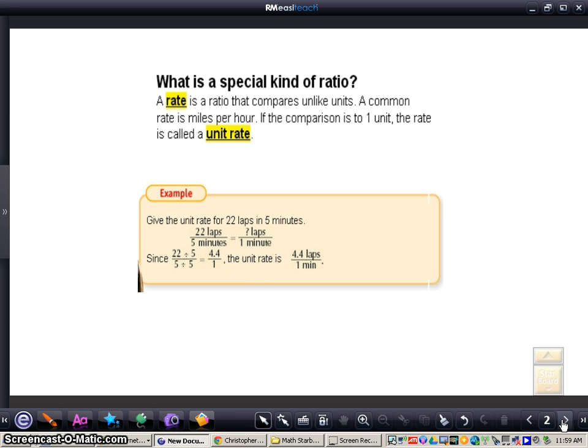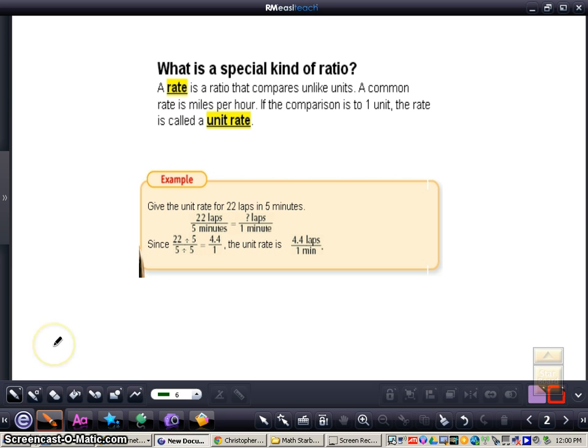So 22 laps in 5 minutes. What we need to figure out here is the unit rate. In other words, you want to figure out the average number of laps this person ran per minute. So you would take 22 and divide it by 5, since there were a total of 5 minutes. So the unit rate would be 4.4 laps in 1 minute. This is the type of problem we're going to be looking at today. Within this video, we're going to take the rate that's given to us, break it down, and eventually find the unit rate, 4.4 laps in 1 minute.